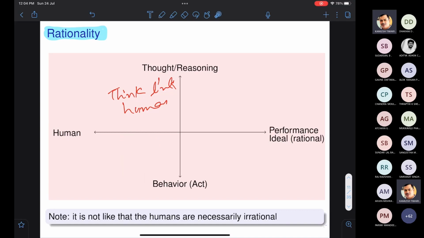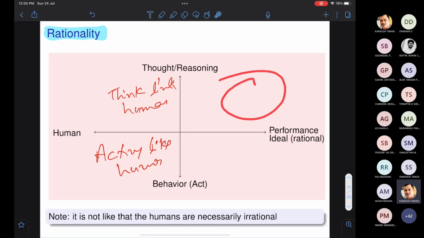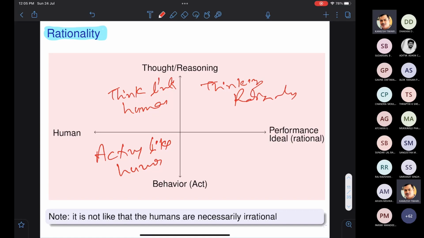If I am here, I am acting like a human. If I am here, I am thinking rationally. If I am here, I am acting rationally. Okay, I am behaving rationally.